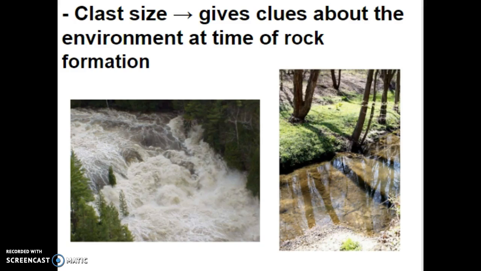of rock formation. Very large clasts would indicate that an environment was pretty violent. For example, on the left side here of your screen, you've got some roaring rapids. If water is flowing very fast, it can push heavier materials. On the right there, you have a nice stagnant creek. Only very small particles there would be able to be transported.